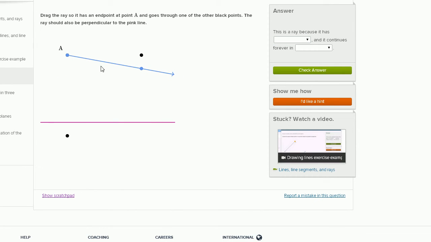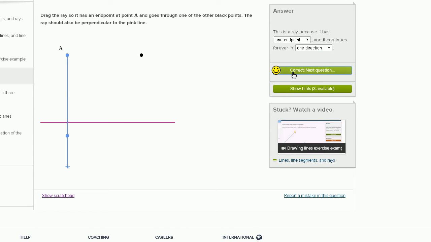Sorry, automatic updates. It starts off at A. Then they want it to be perpendicular. If it was here, that would be parallel, so that wouldn't be it. And it doesn't even intersect, so it wouldn't be considered perpendicular. But this is a perfect 90 degrees going straight down through, so that would be your perpendicular ray because it has one point and continues forever in one direction. We're correct.